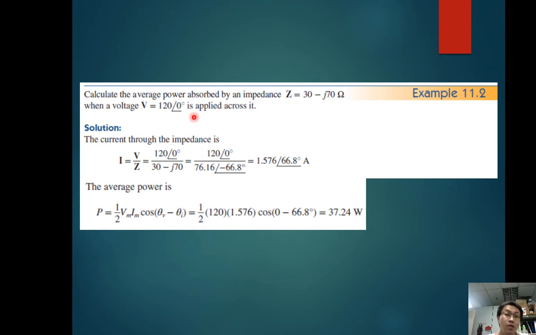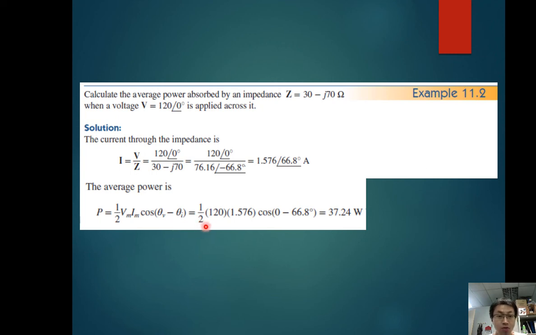Another example. We can calculate the average power absorbed by an impedance Z equals 30 minus j40 when a voltage is applied across it. So we want to find the average power, right? We need to know what the equation is. So P equals half Vm Im cos(theta v minus theta I).